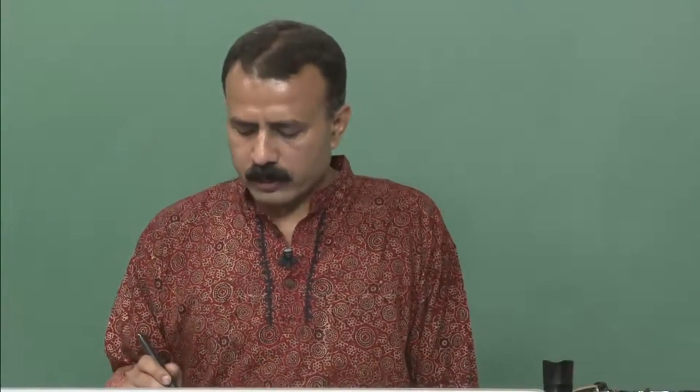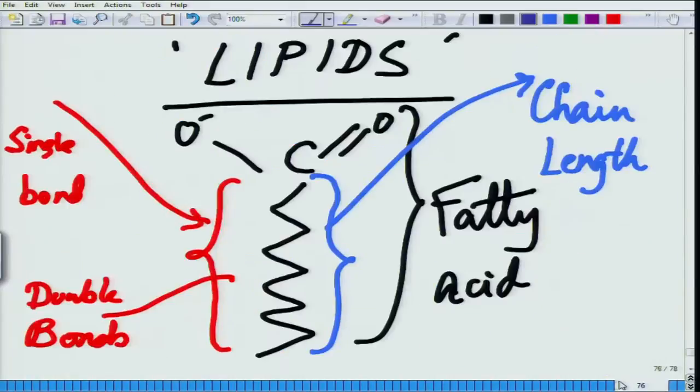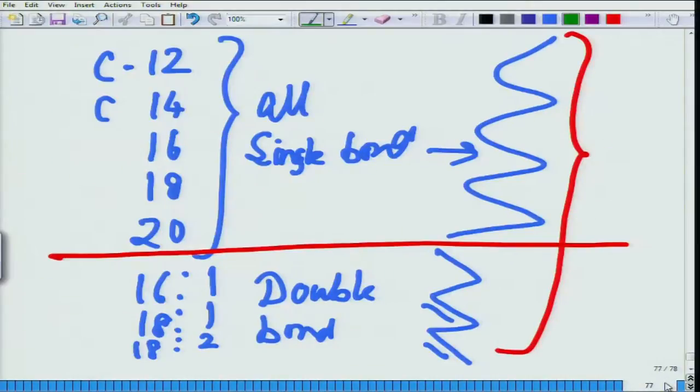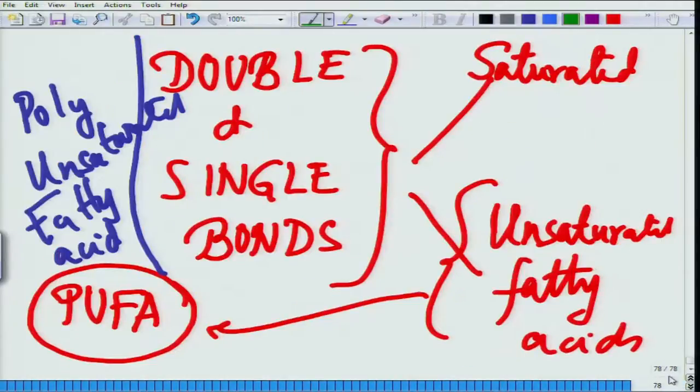So, if I go back to the previous slide, you see how it looks: single bonds, double bonds, chain length. This is the basic fundamental structure of a fatty acid, and this is the basic structure based on the chain length. It could be 12 membered, 14 membered, 16 membered, 18 membered, 20 membered, all single bonds. Then we have the different double bonds at different places, and from there we move on to saturated and unsaturated fatty acids.